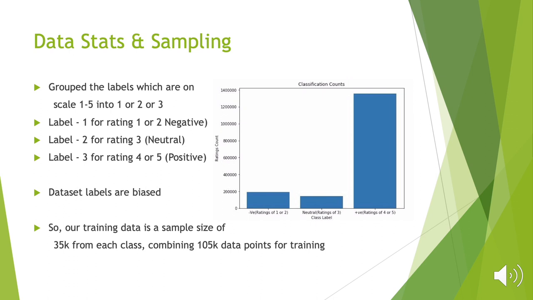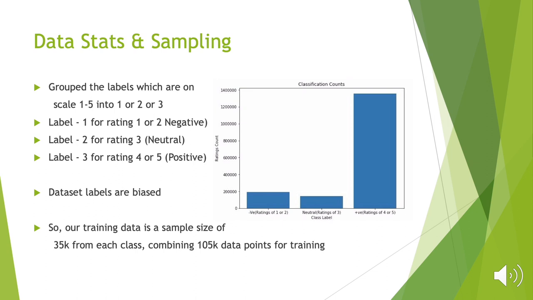So for our training data, we have sampled and considered 35,000 labels from each class: 35,000 labels from label 1, 35,000 from label 2, and 35,000 of label 3, combining together 105k data points for our training.